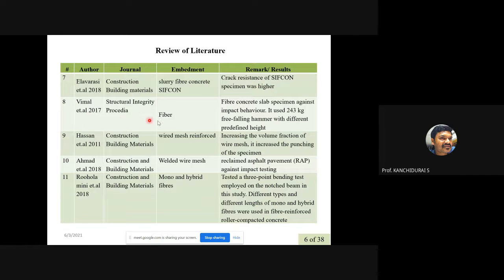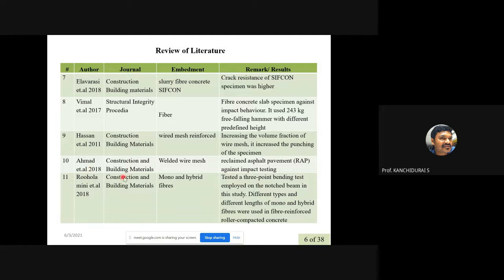Similarly, Vimal used fiber concrete with different fibers. The fiber concrete slab specimen was tested for impact behavior using a 243 kg free falling drop weight hammer, and good promising strength was found. Hassan et al. used wire mesh reinforcement, which is capable of resisting forces from many directions. Hence, increasing the volume fraction of the wire mesh increases the puncturing resistance of the specimen.